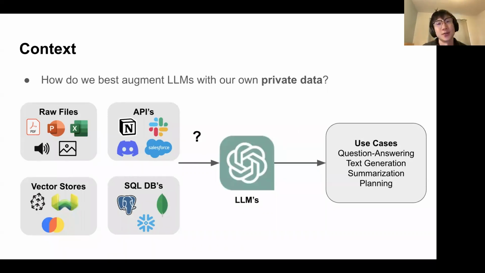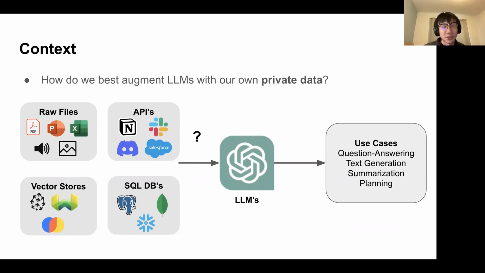And so, you probably have a lot of files lying around like PowerPoints, Excels. If you use Notion or Slack or Discord, you have a lot of data that's locked within different servers. And if you are an enterprise and you have a massive data infra pipeline setup, you have a lot of data silos and databases and vector stores. So the question is, how do you best augment the LLMs with this data?